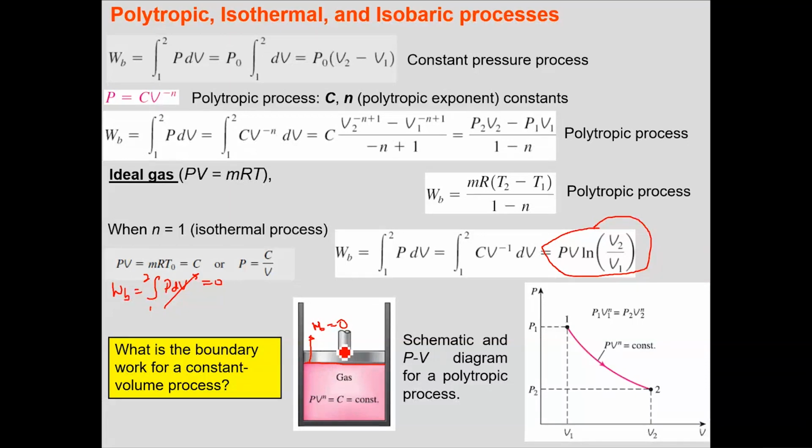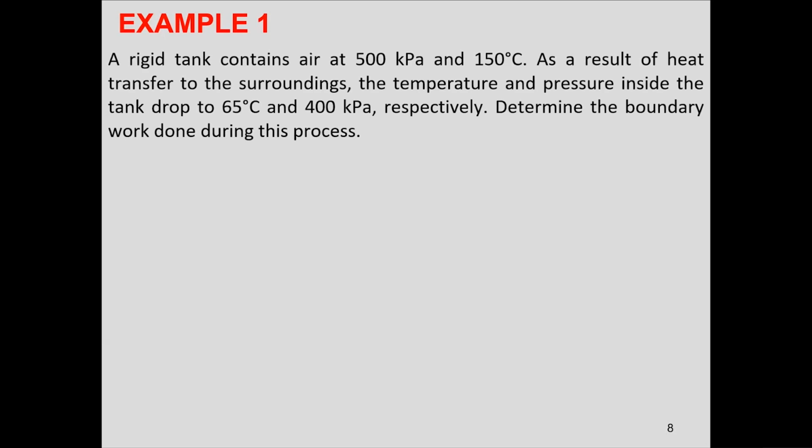Now let's have a look at a few examples to understand the process in which the boundary is moving. The first example is that of a rigid tank which contains air at 500 kilopascal and 150 degrees centigrade. So this is condition 1. As a result of heat transfer to the surroundings, the temperature and pressure inside the tank reduce to 65 degrees centigrade and 400 kilopascal. You have to determine the boundary work done during this process.